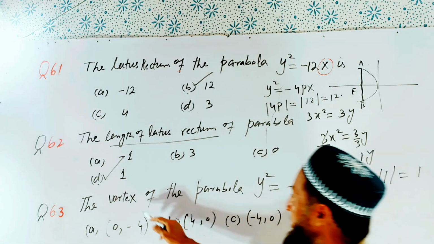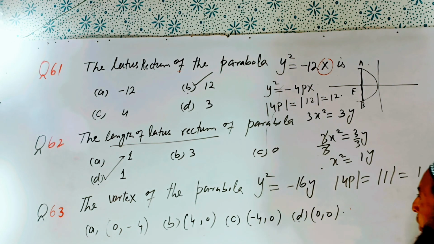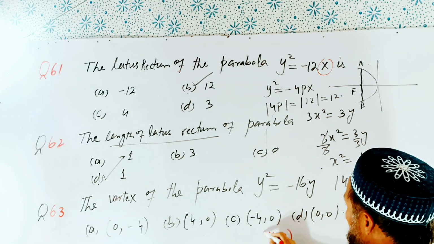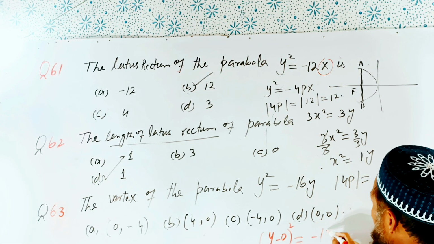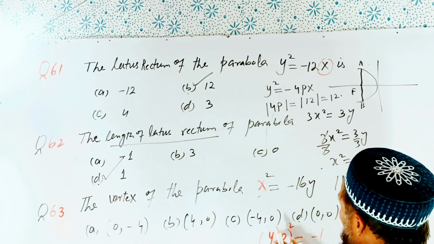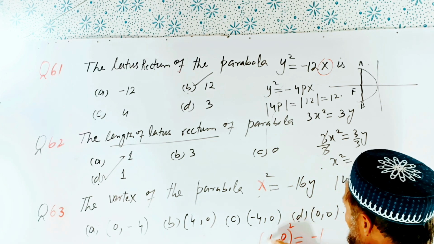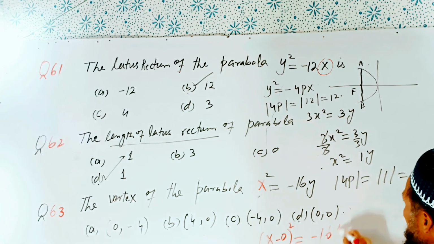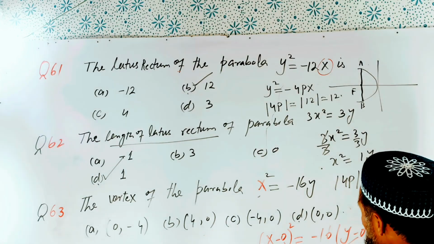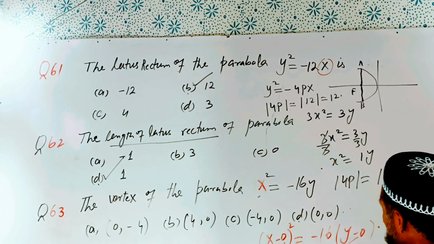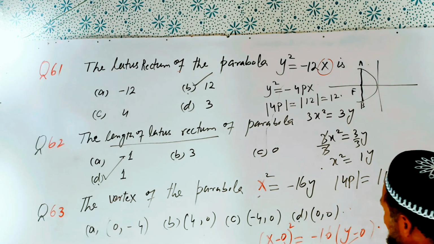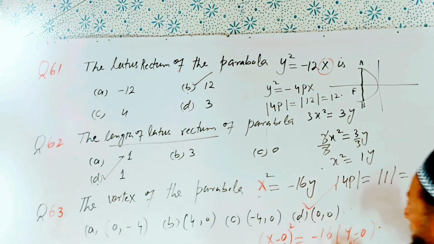The vertex of the parabola x square minus 16y. We can write this parabola as x minus 0 whole square is equal to 16 times y minus 0. So look here, the vertex is h, k. In the place of h it is 0 and here k is also 0. Vertex is equal to 0 and 0. Option D is the correct option.